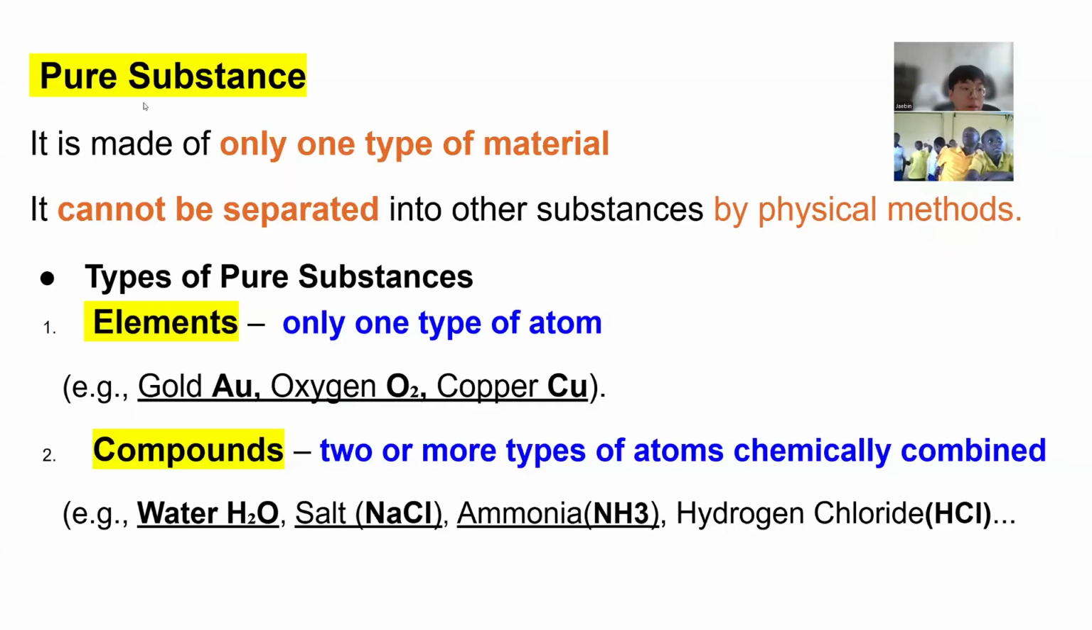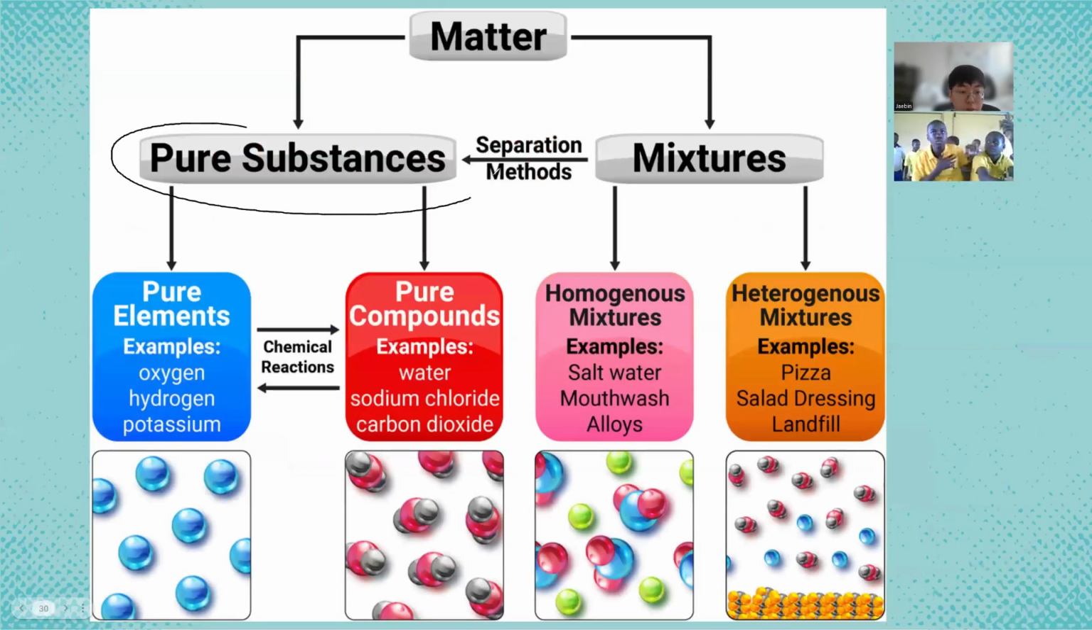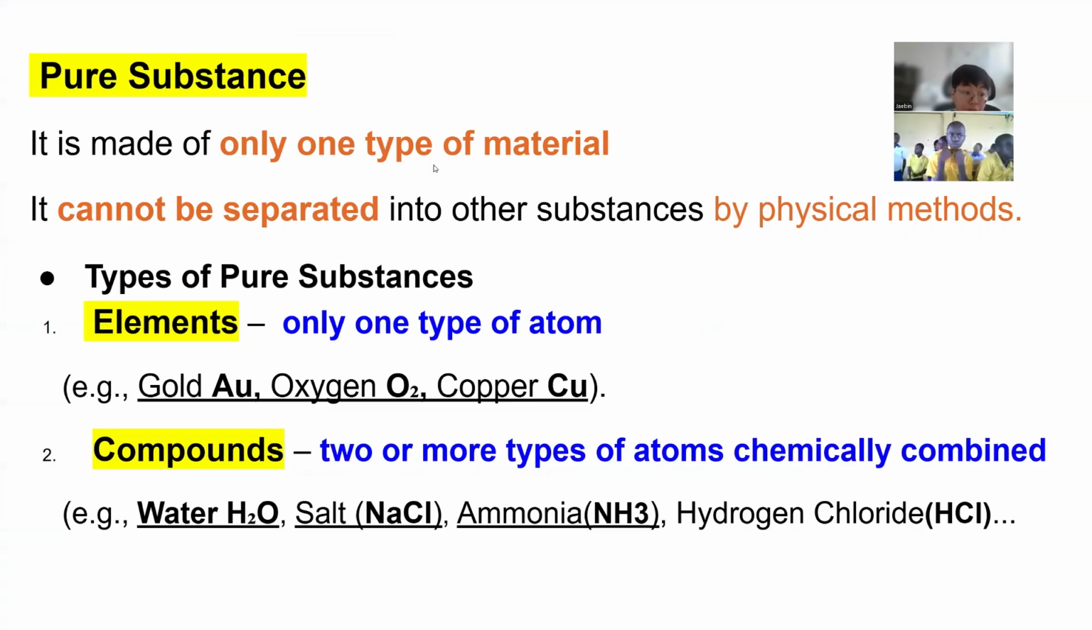Like I said, pure substances, this one on the left, are made up of only one type of material. It cannot be separated into other substances by physical methods. So again, we had elements with only one type of atom, and compounds with two or more types of atoms.